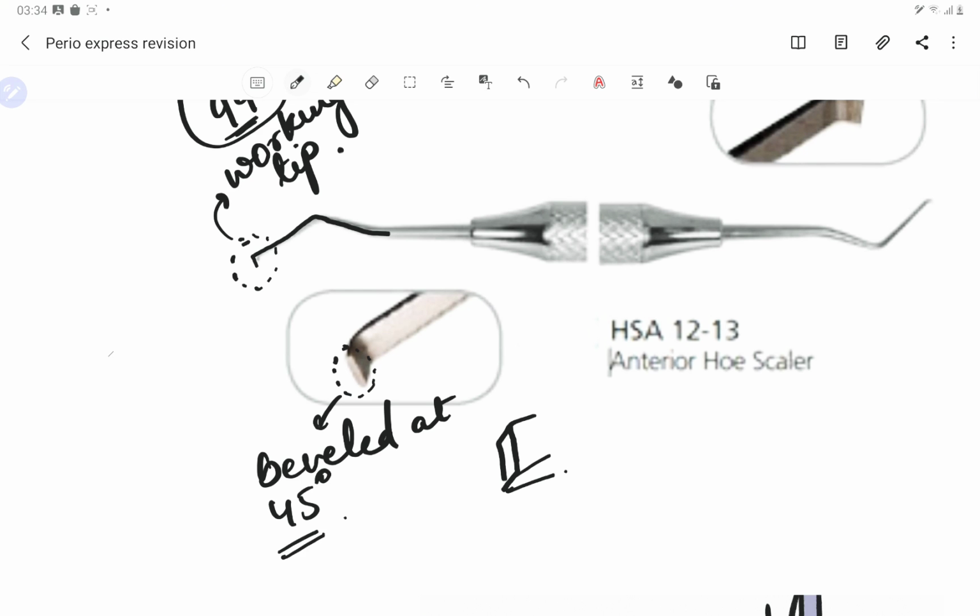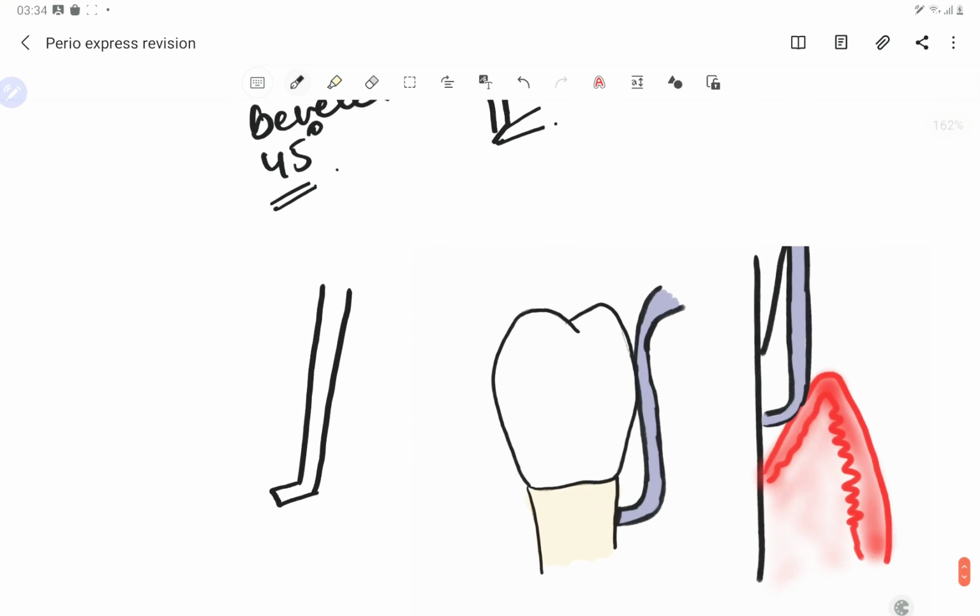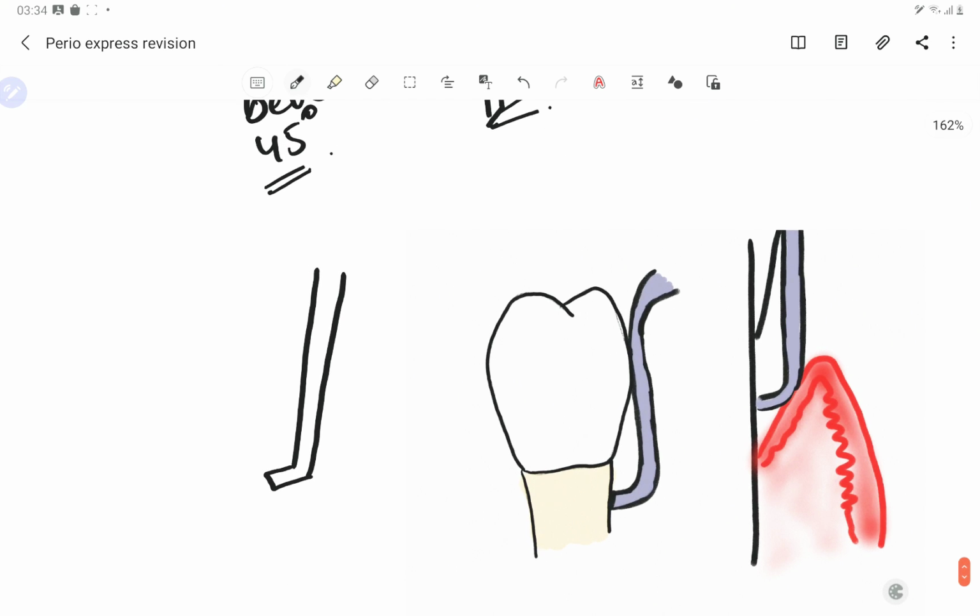So the purpose of this hoe scaler is to do the scaling of the calculus. Now, if you can see here in the diagram, it has got two contact points at the tooth. So there are two points which this instrument makes with the tooth surface.